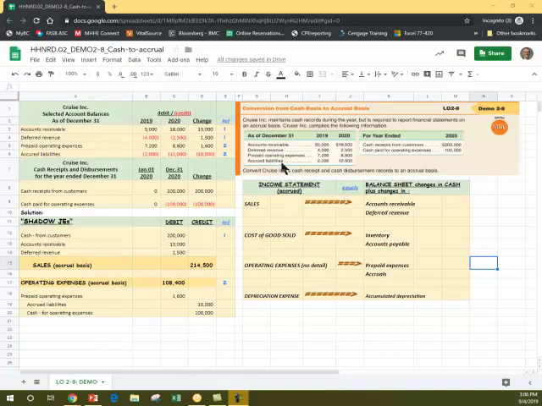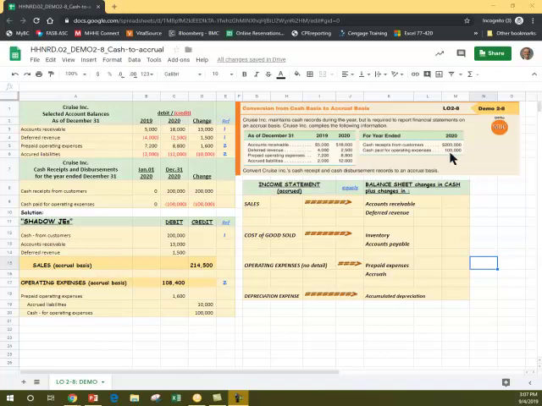You have limited balance sheet accounts for accounts receivable, beginning of the year and end of the year, deferred revenue, prepaid expenses, and accrued liabilities, all for the beginning of the year and the end of the year. Also, the company tracks the cash receipts from customers as well as the cash paid for operating expenses.